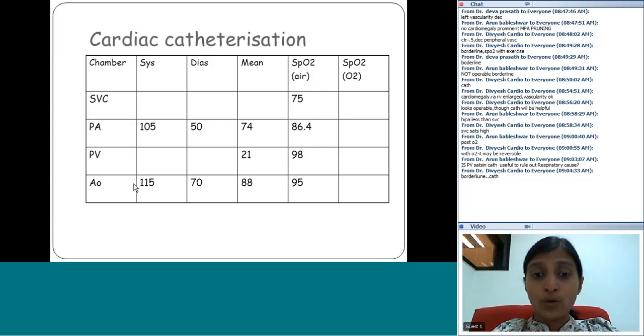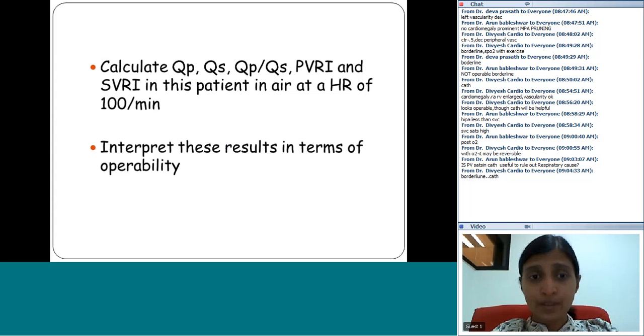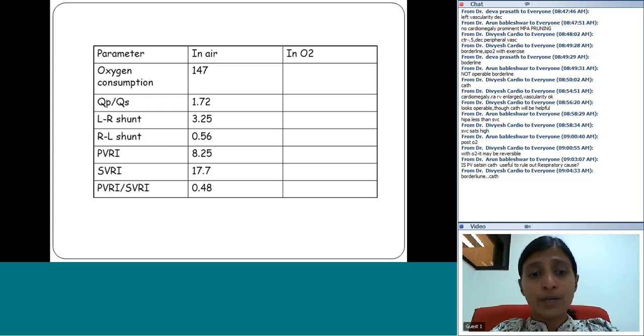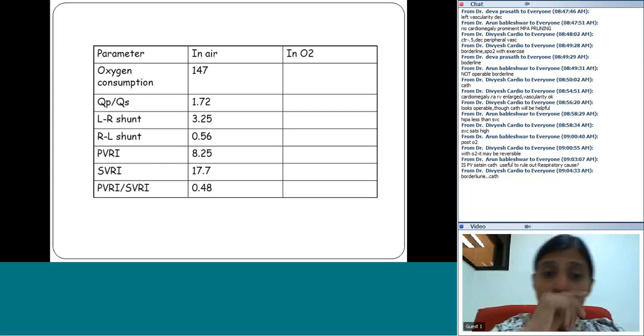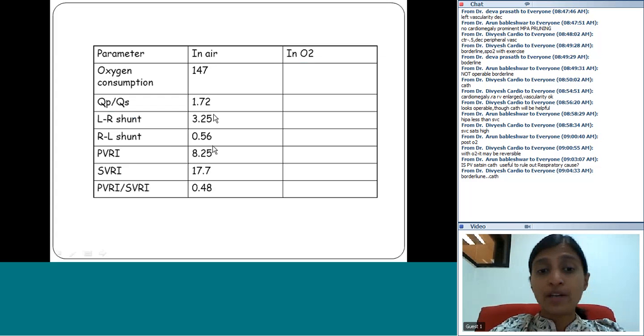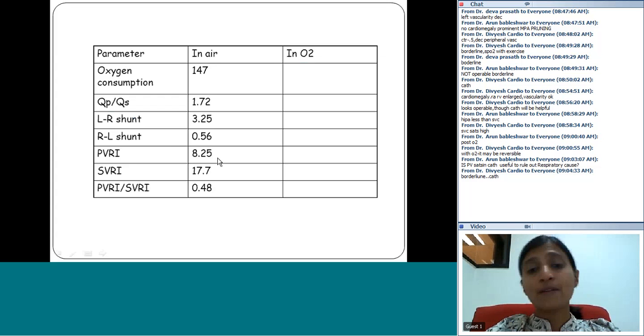There is a bit of a step up between SVC and PA. And when QpQs and PVR were calculated, they were not too bad. Compared to the previous patient, the PVRI is much better. 1.7 QpQs and PVRI of 8. Okay, again, if you look at it, it is a slightly borderline PVR, but it's not terrible.